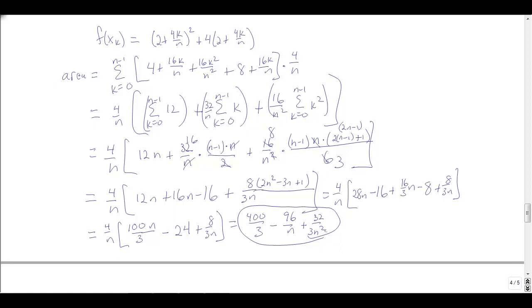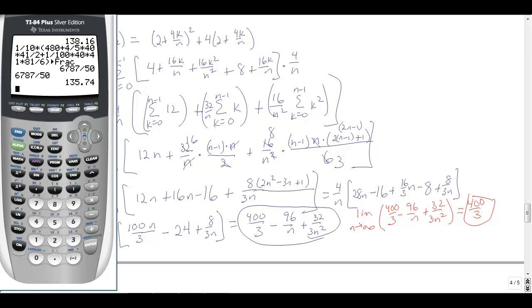Now the idea here is that I could take a limit of this as n goes to infinity. So this really answers the question as it's asked. But the general idea is you have this and say, well, what would happen if I had an infinite number of rectangles? Limit as n goes to infinity, 400 over 3 minus 96 over n plus 32 over 3n squared. Well, these last two terms are just going to go to 0, so that gives me 400 over 3. So that tells me the area under the curve should be 400 thirds.